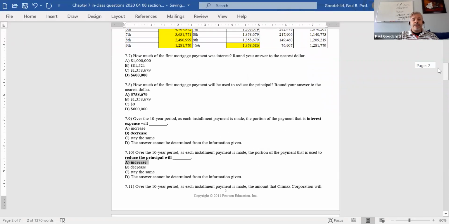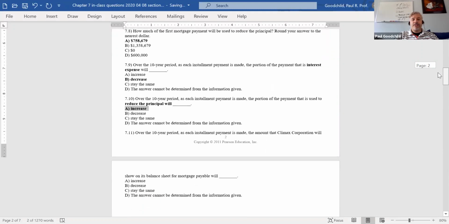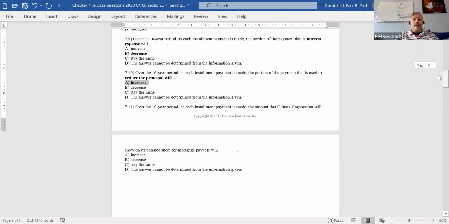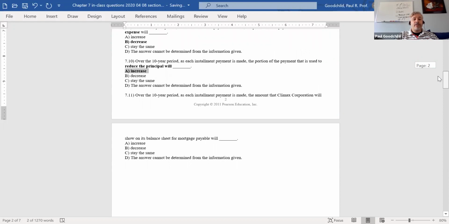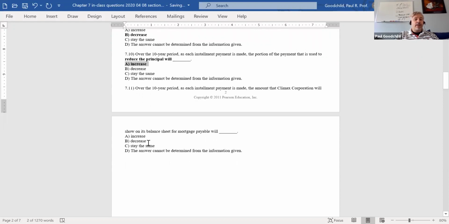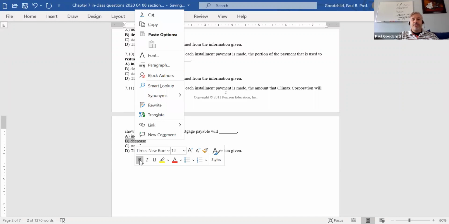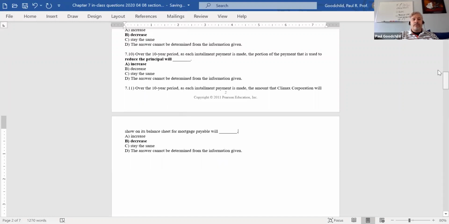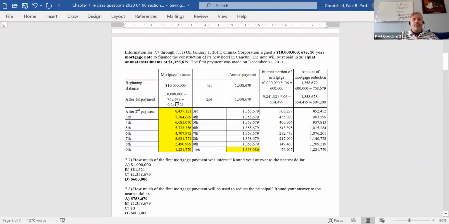And then the last question, over the 10-year period, as each installment payment is made, the company will show on its balance sheet for mortgage payable, and that tracks with the principal, and that will decrease. So that is from our table, this column in yellow. We can see that decreasing.